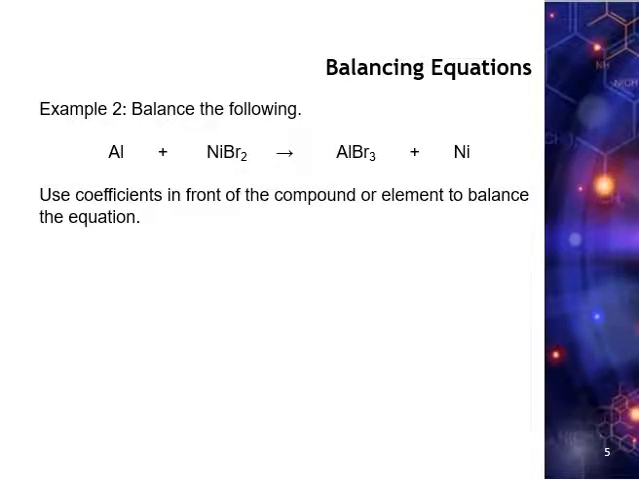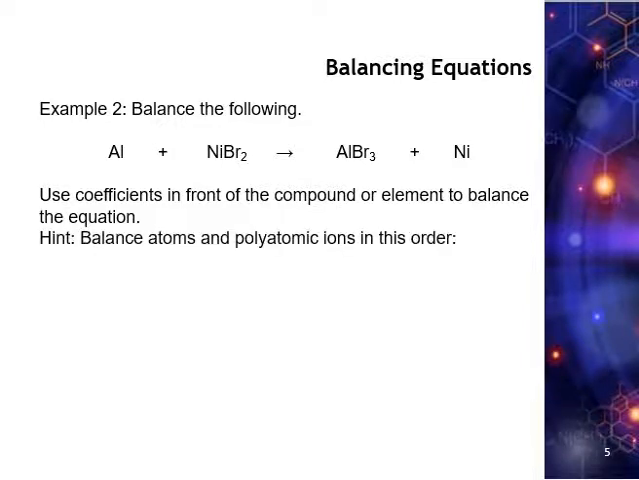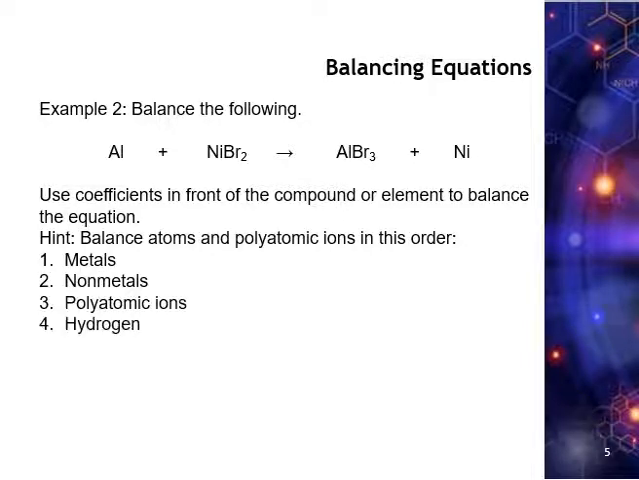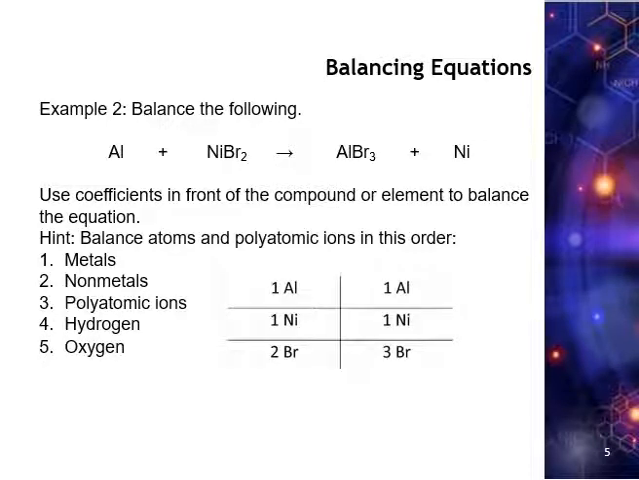Use coefficients in front of the compound or element to balance the equation. Hint: balance atoms and polyatomic ions in this order. Metals, nonmetals, polyatomic ions, hydrogen next to last, oxygen last. This is the chart from the previous slide. I have a 2 and a 3 situation, so I know that I'm going to the least common multiple of 2 and 3, which is 6.